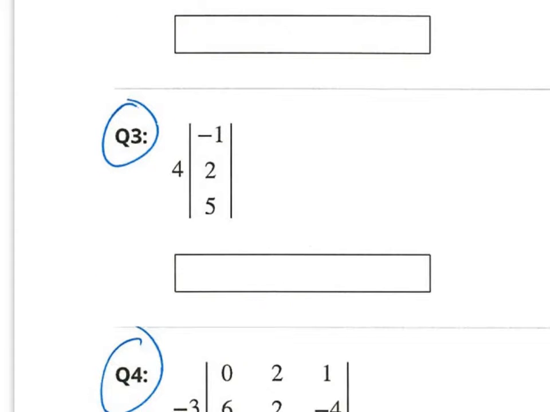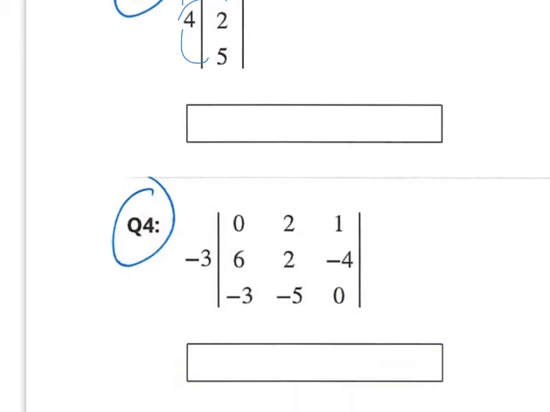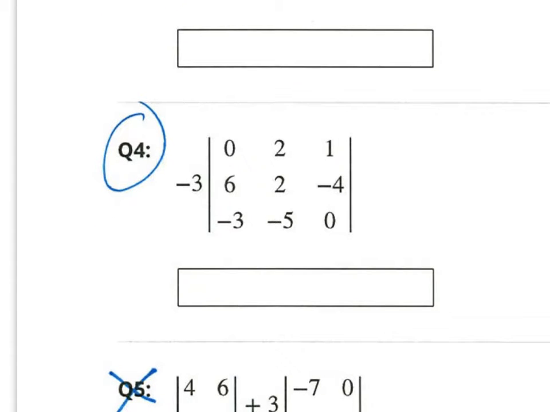Question number 3, we need to multiply. Make sure you take 4 times all 3 of these to get your answer. Number 4, same thing, we're multiplying. Just because there's a lot of numbers there, it doesn't make it hard. You're just going to multiply it to everybody in there. If you have a question, make sure you let me know.